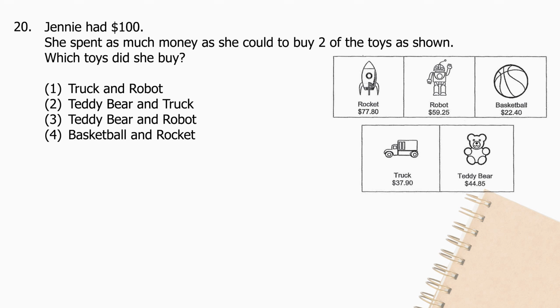Question 20. Jenny had $100. She spent as much money as she could to buy 2 of the toys as shown. Which toys did she buy?